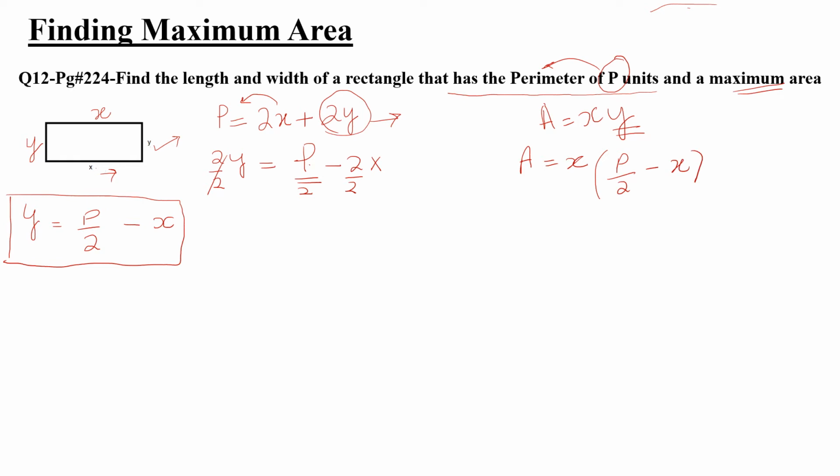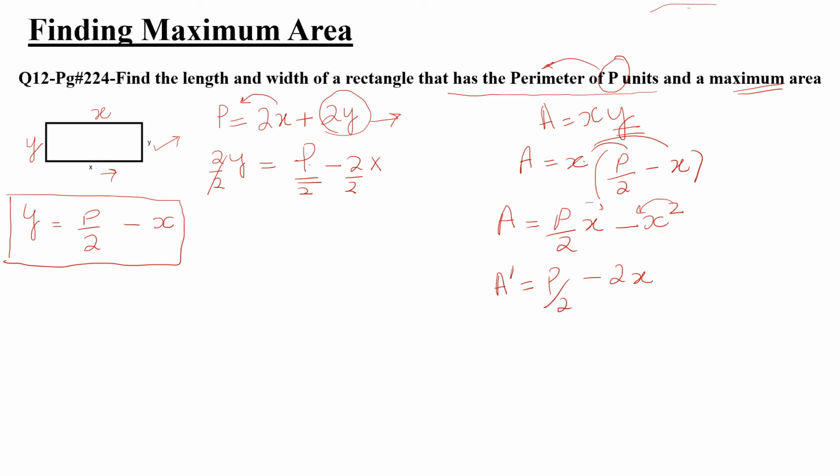Open the bracket. By using the distributive property, you will get A equals p over 2 times x minus x times x gives you x squared. Now take the derivative of this area. So the derivative of any constant multiplying x is the constant, so p over 2, minus the derivative of x squared, you all know, 2x. So you are done with the derivative.